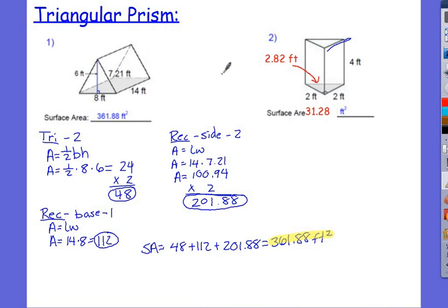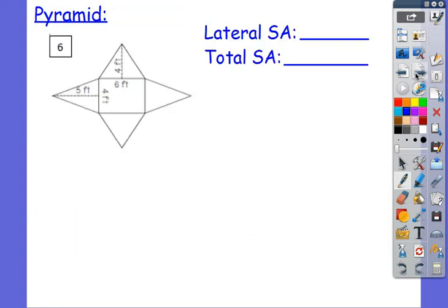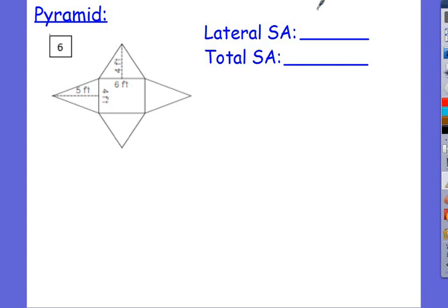All right, moving on to pyramid. So turn to pyramid. I am working problem number 6. Make sure you're in the correct section.